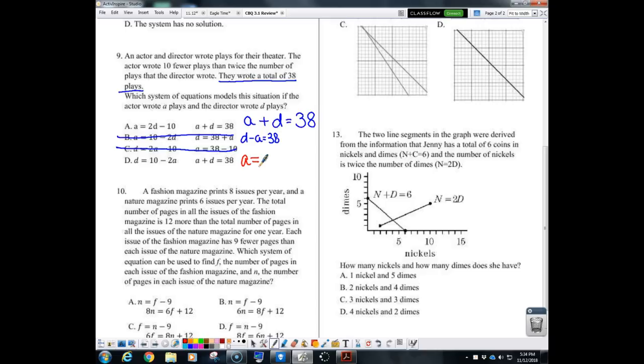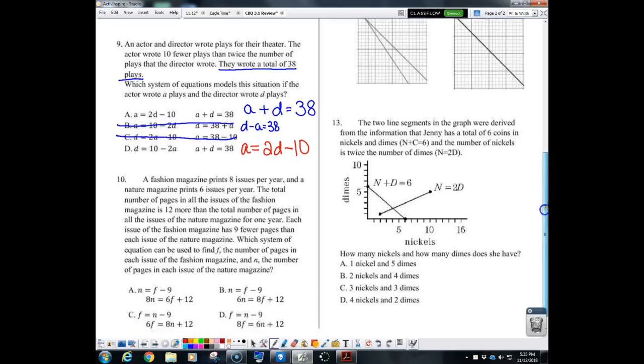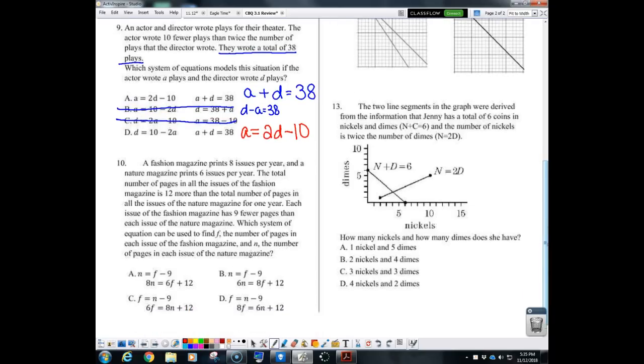Okay? So twice the number of plays that the director wrote, for sure you're going to have 2D. And then from that, you're subtracting 10 because the actor wrote 10 fewer than twice what the director wrote, right? And that would be A. So the reason it's not D is because here they're telling us what the director wrote. We want to know what the actor wrote. Does that make sense? Okay, so let's move on to number 10.